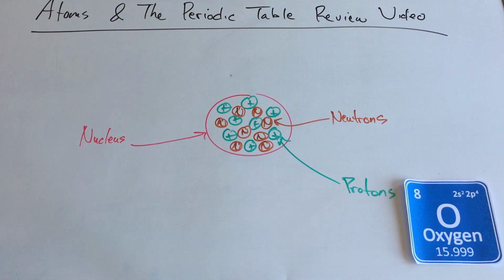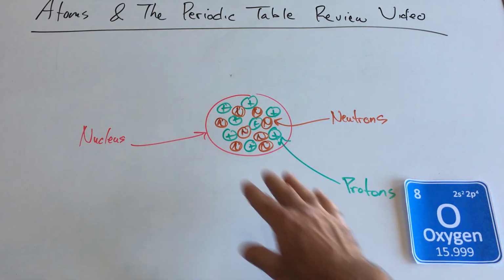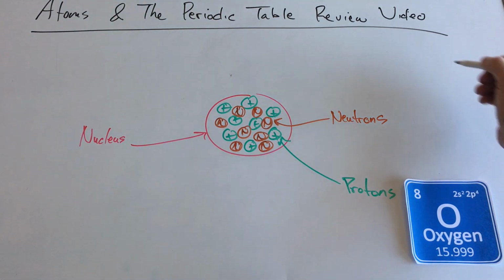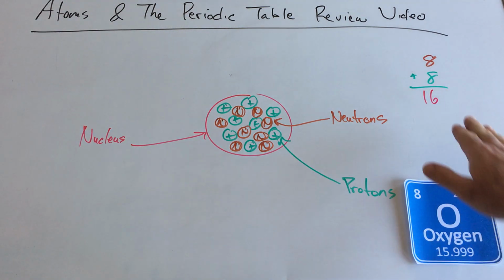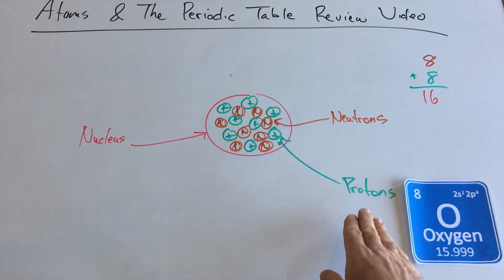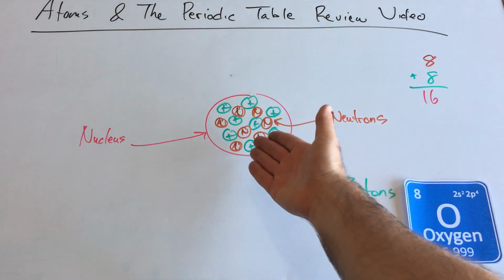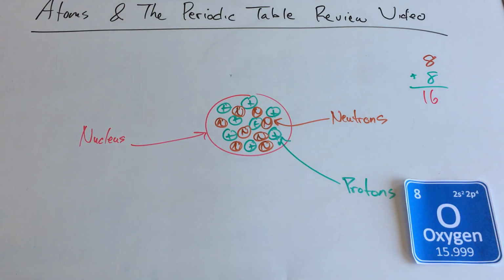So there we go. Now, most of them have 8 and 8. Most oxygen atoms have 8 and 8. And if we just do quick math, 8 neutrons plus 8 protons gives us, hopefully everyone's screaming 16 atomic mass units, right? Each proton weighs 1 atomic mass unit, each neutron weighs 1 atomic mass unit. This particular atom weighs 16 atomic mass units, which is AMU.